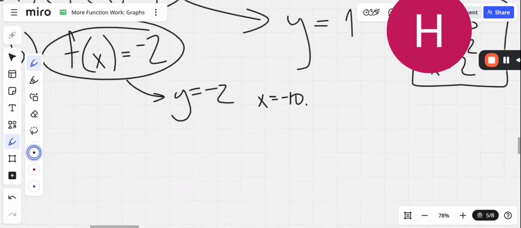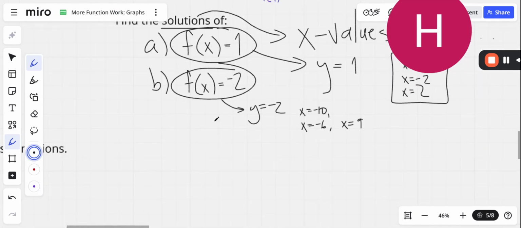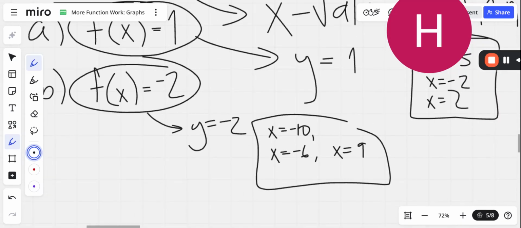Those are solutions to the equation, because if we plug in those values, like f of negative 10 or f of negative 6 or f of 9, you'll see that that's when we cross through this value of negative 2.